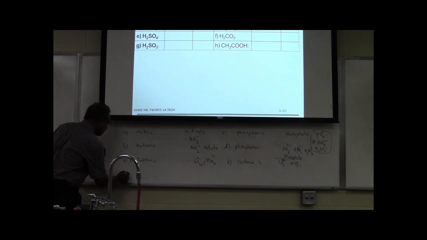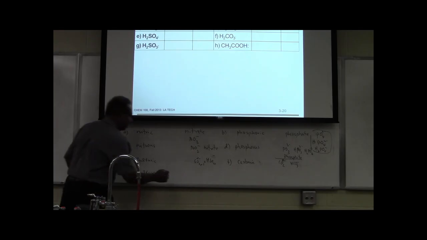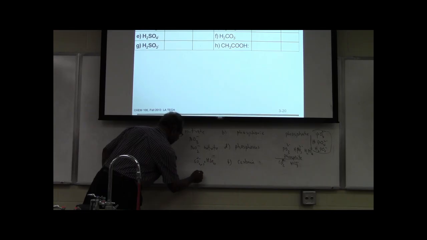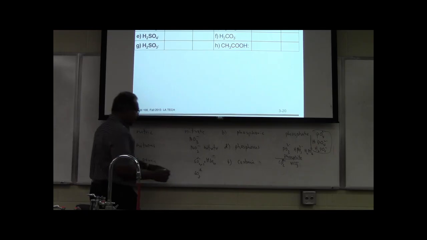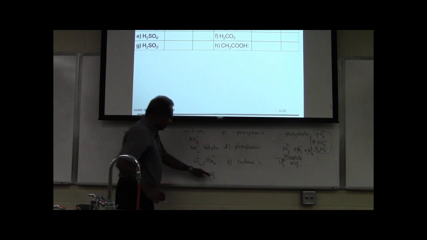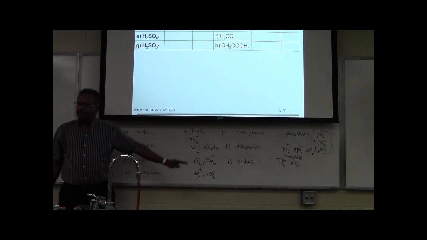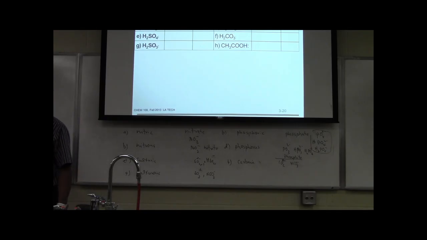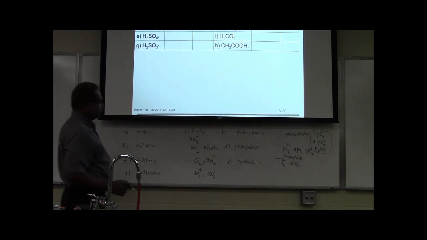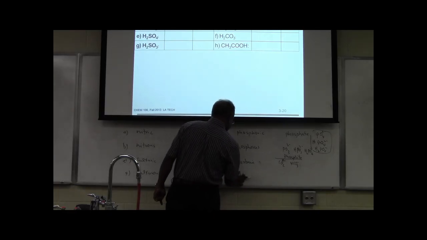Now this one, G, is sulfurous. It's going to be the same thing as sulfate ion, hydrogen sulfate. Hydrogen sulfite ion, sulfite, sulfurous acid. Yeah, one less oxygen. They're not the same. Now, this one is acetic acid.